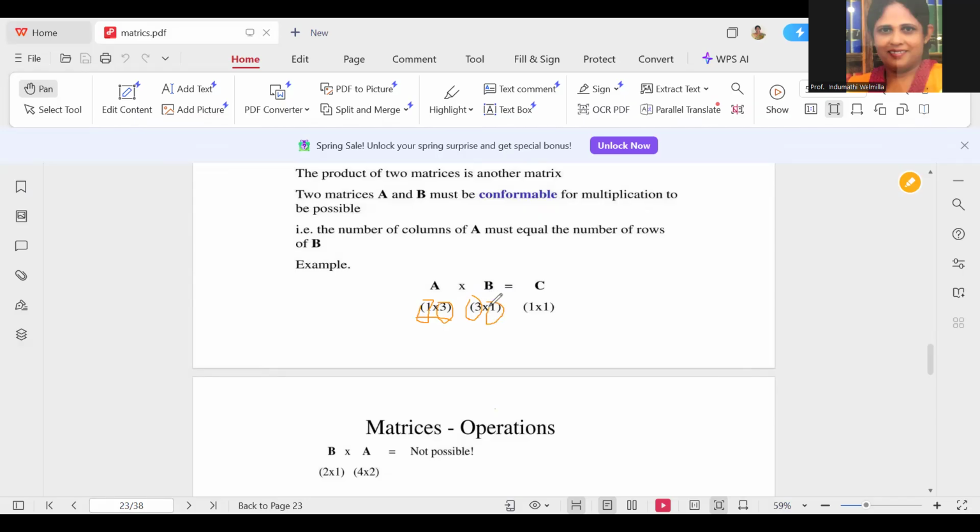So the requirement to multiply is that the number of columns of matrix A should be equal to the number of rows in the second matrix. In this case, 3 and 3. Then after we multiply these two, our answer matrix size should be 1 by 1, that is, the first matrix's number of rows and the second matrix's number of columns. I'll show you with another example.